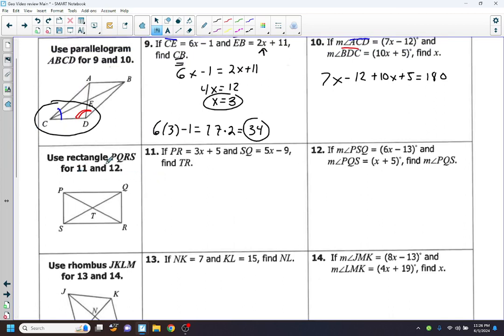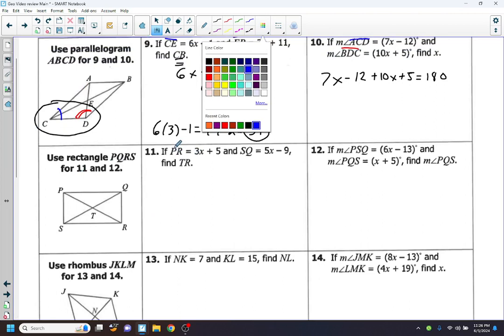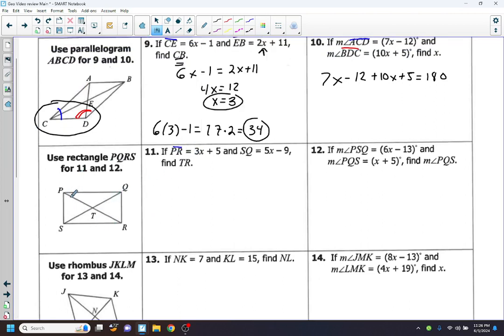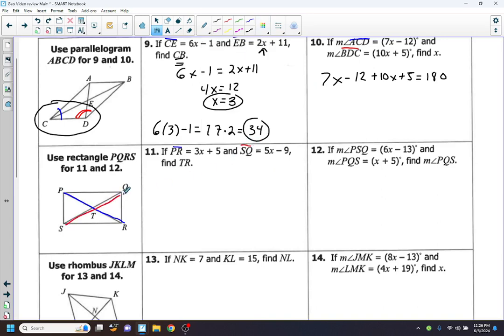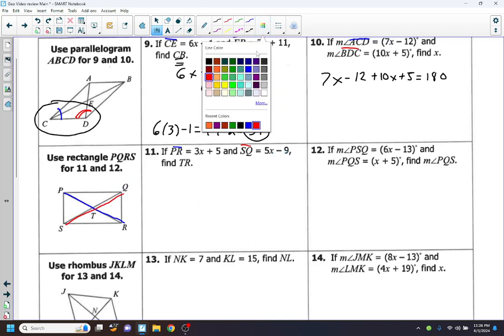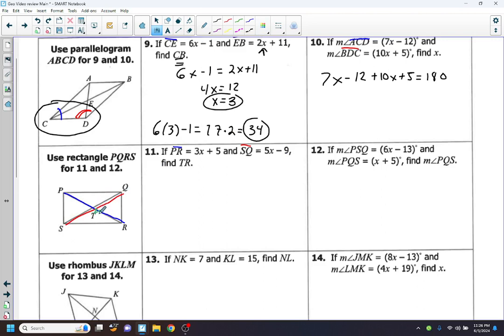Number 11, this is a rectangle. If PR, so this line over here, is 3x plus 5, and SQ, so this line over here, is 5x minus 9, find TR. So we're aiming for this little guy right here.